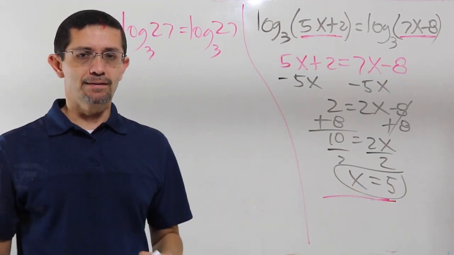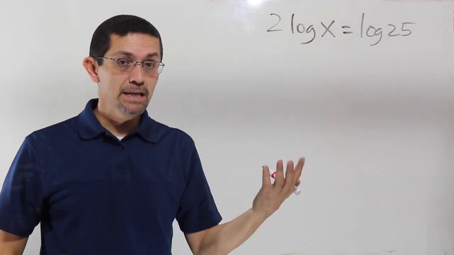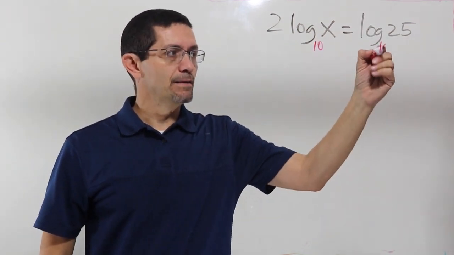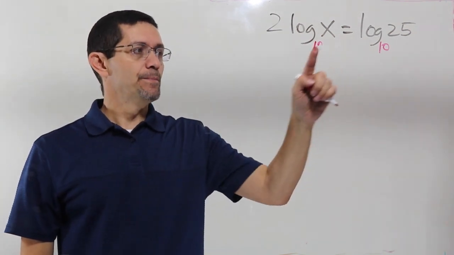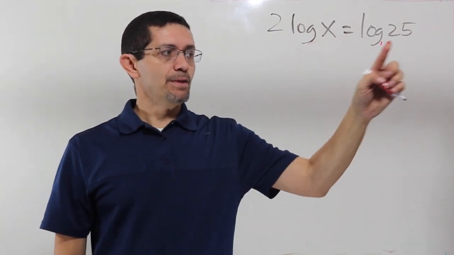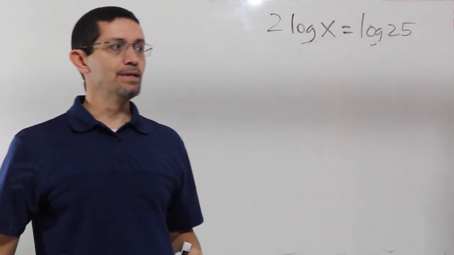Let's try another one like this. Now we have this. No base, meaning base 10. Do I need to write it down? No. So I'm going to erase that base 10. So the idea is every time there's no base, you have a base 10. Remember that. And that you can plug in the calculator if you need it.